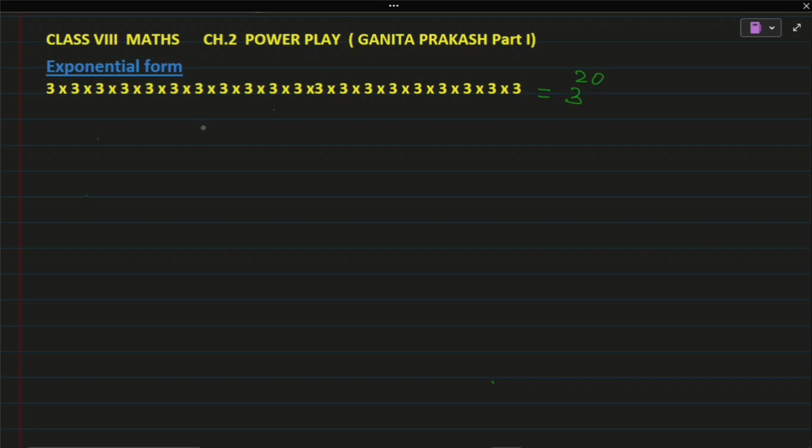Here 3 is called the base, and 20 is called the power or exponent. 3 to the power 2 can also be read as 3 raised to 2. That means 3 into 3, that is, 3 is repeating 2 times.